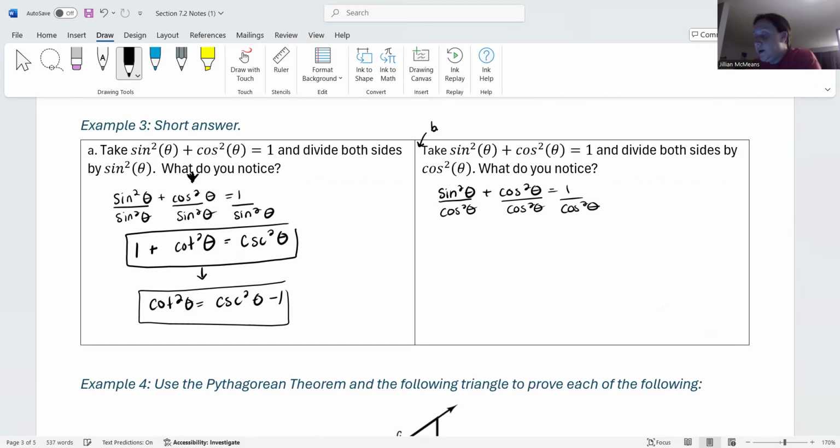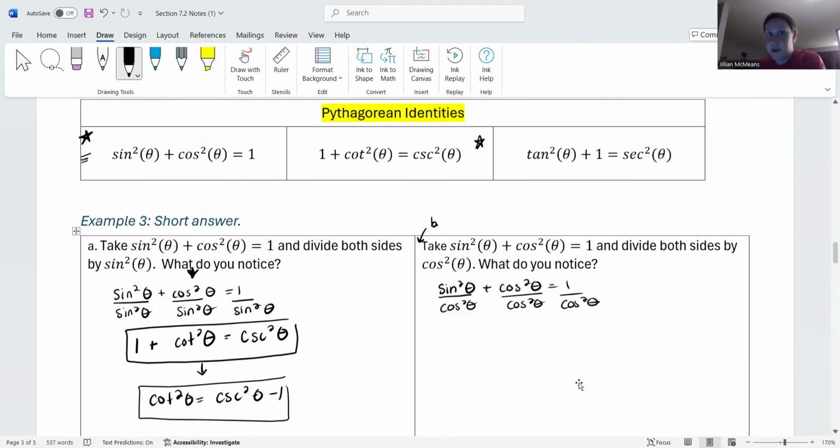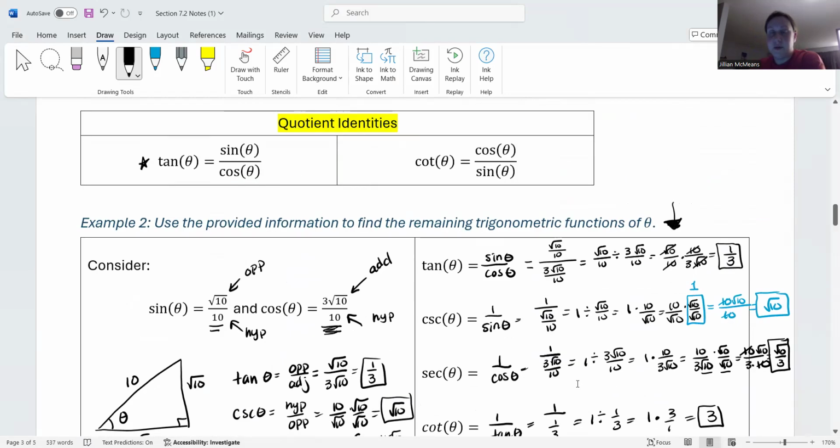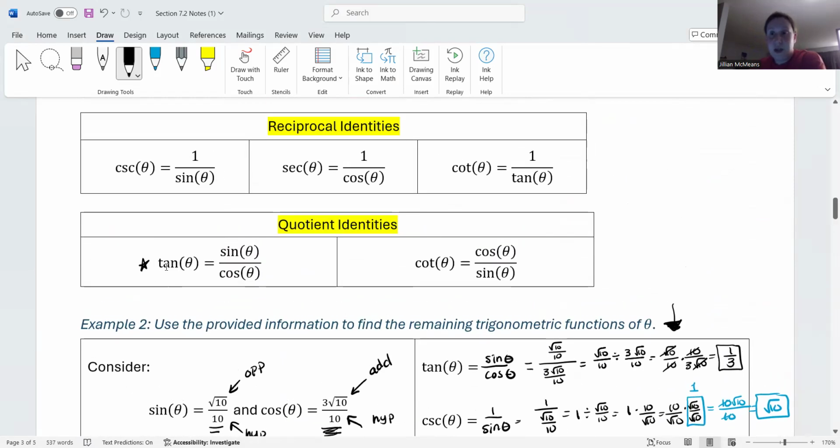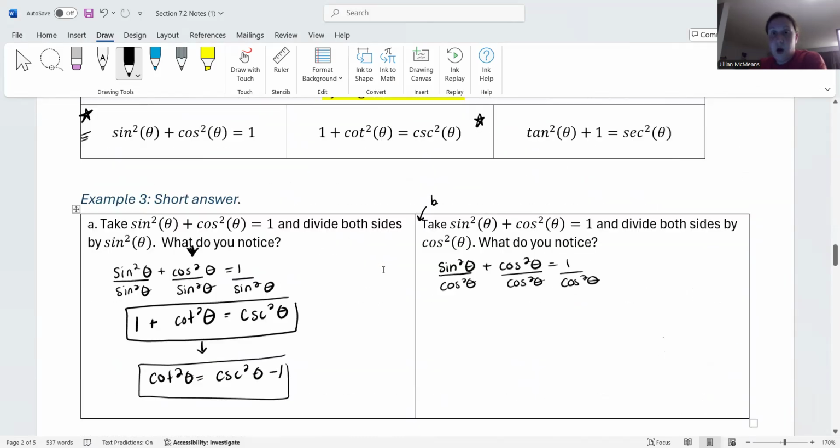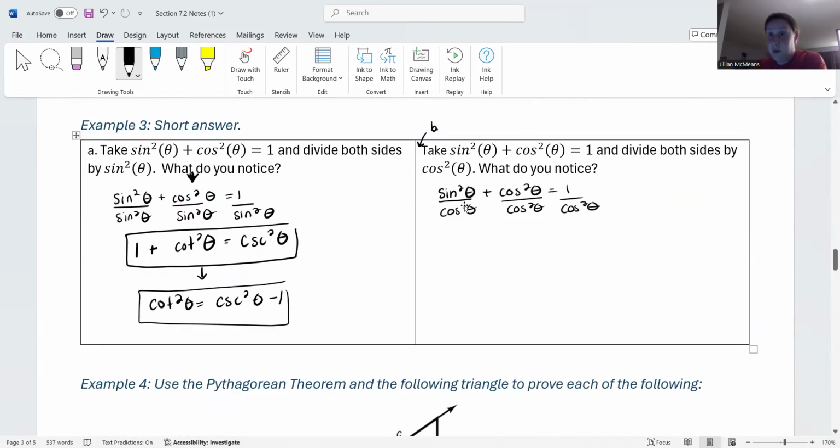Well, sine squared theta, cosine squared theta. So that reminds me of those quotient identities. So let's see if we can trigger something here. We know that there's a relationship between tangent, sine, and cosine. And the relationship is that tangent is equal to sine divided by cosine. So if we go back here, we have sine squared divided by cosine squared. Well, that just tells me the relationship here is tangent squared theta.